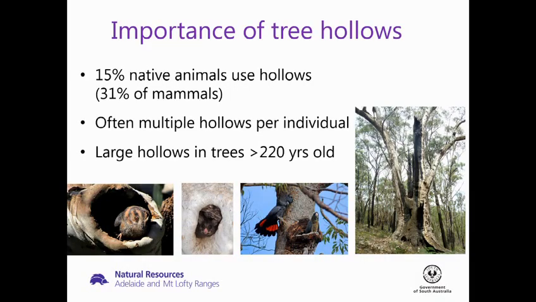I'm guessing in this audience I don't need to highlight the importance of hollow-bearing trees to our native fauna, but just some interesting figures for you. 15% of our native wildlife use hollows, 15% of species that is, and when you're looking just at mammals, that's 31% of mammal species. And often an individual within a species will use multiple hollows, so an individual might use 15 different hollows. And for species that require very large hollows, like black cockatoos and brush-tailed possums, it's been found that those hollows take over 200 years to develop.